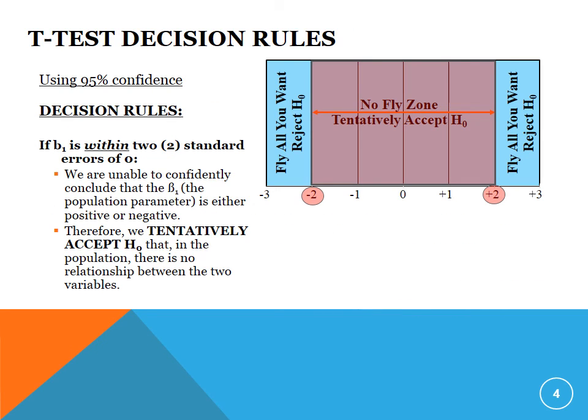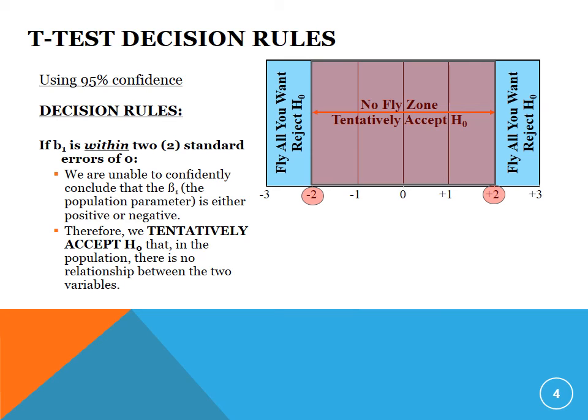So t-test decision rules. Most of our decision rules are based off of the 95% confidence level. Some software you're able to manipulate it and maybe do 90 or maybe do 97, but for this class we're strictly sticking to the 95% confidence interval. Okay, and so we've got a few decision rules when we're talking about the t-test and the regression.